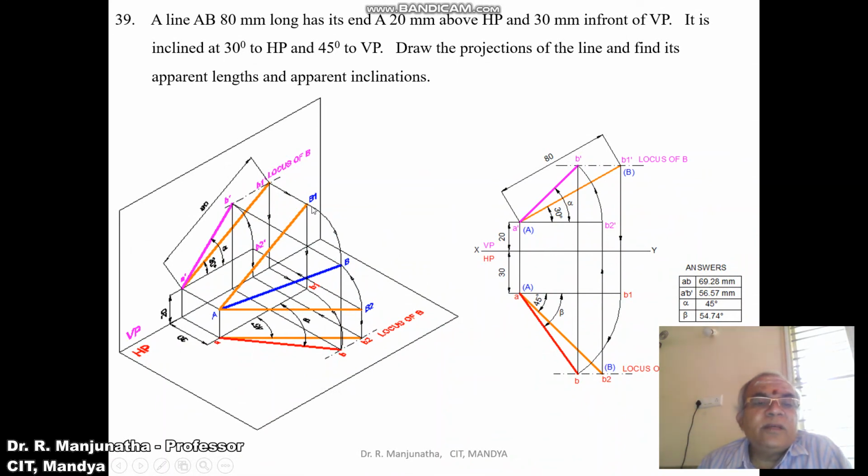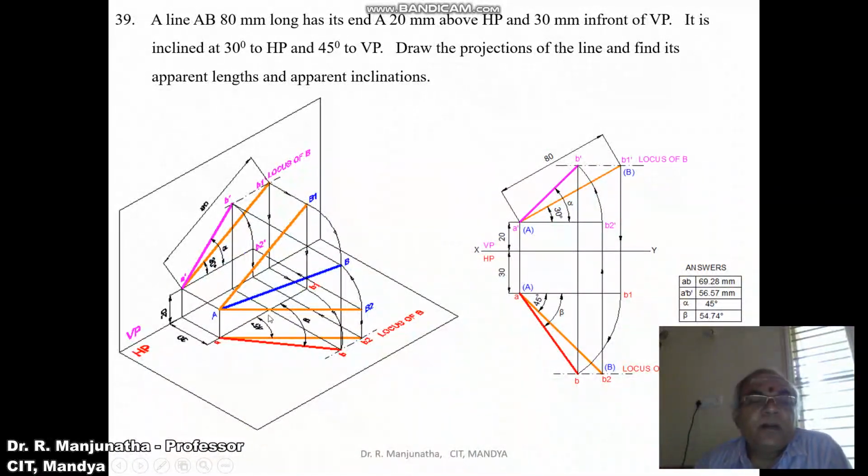When you are rotating this in space, obviously the image of this AB1 has been rotated such that it cuts the locus of B in the top view. Then join A to B with a dark line. You are going to get this apparent length in the top view, and the inclination made by that will be the apparent inclination.